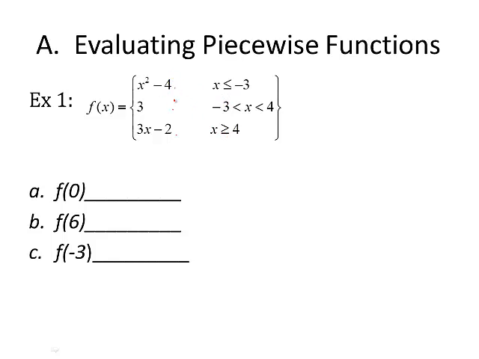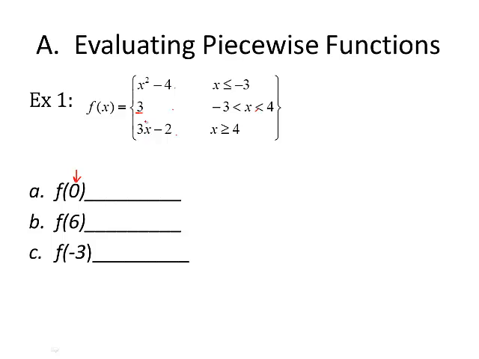When you evaluate, you're looking at what you're plugging in for x. So like on A here, f of 0. Well, I'm putting in a 0 for x. So I look at my inequalities. Which of these three inequalities contains the 0? Well, x is less than or equal to -3. Well, 0 is greater than -3, so it can't be in that one. Look at the next one. Is 0 between -3 and +4? Yes, it sure is. Well, then I look at the equation there.